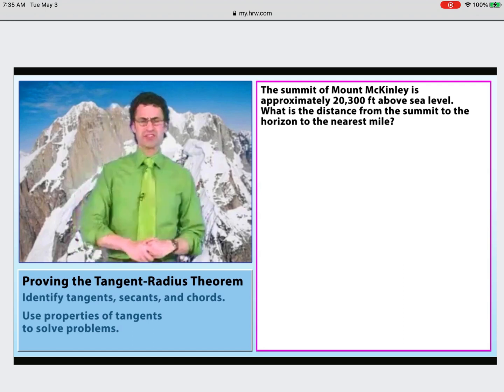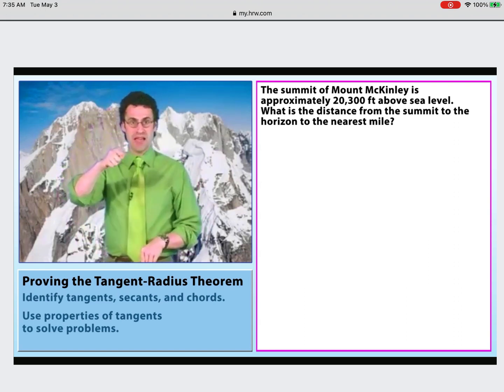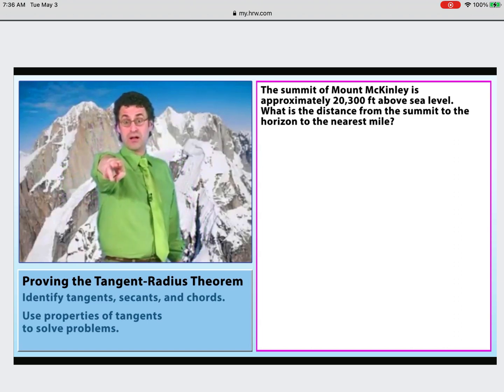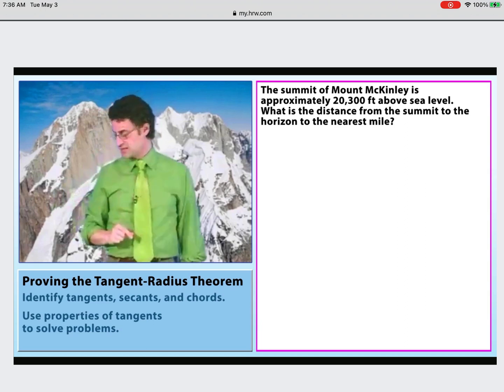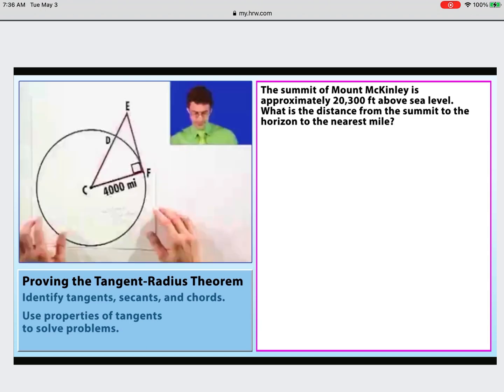Let's think about that. You're standing on top of the world, almost literally. You're on top of Mount McKinley, and if you look out, you can see the very edge of the land, the furthest out point of the land that you can see, and that's the horizon. And the question is, what's that distance? Well, let's draw a picture of this and see what we have.